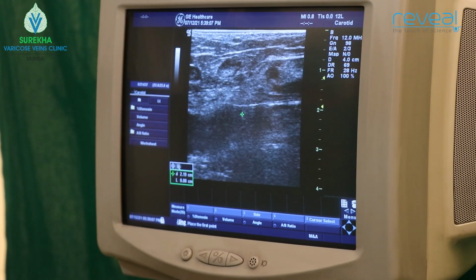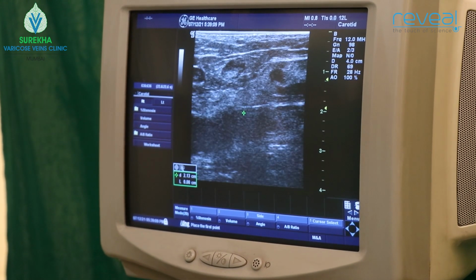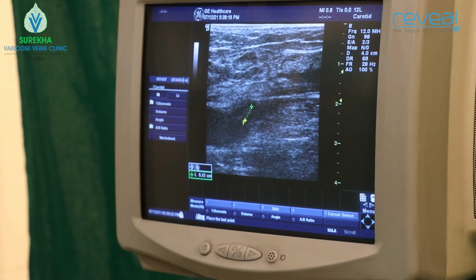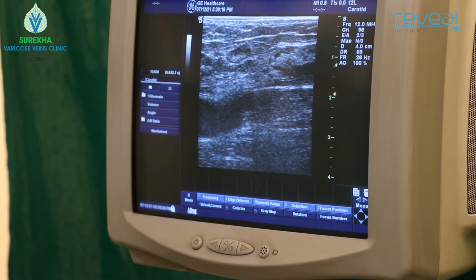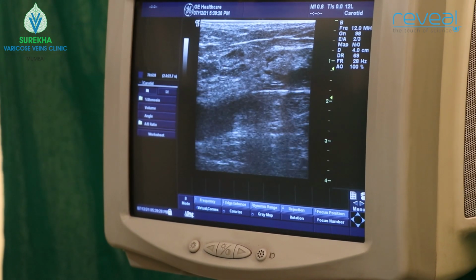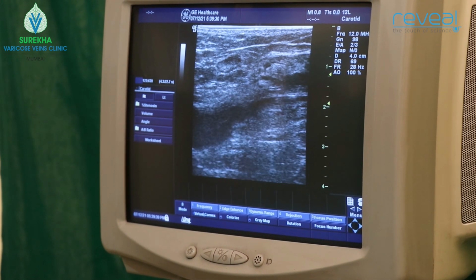I just set the machine settings, and I'm coming back at the saphenofemoral junction. So this is quite close, as you can see. So the fiber has moved ahead. So I'm just withdrawing my fiber a bit, and we'll reconfirm.